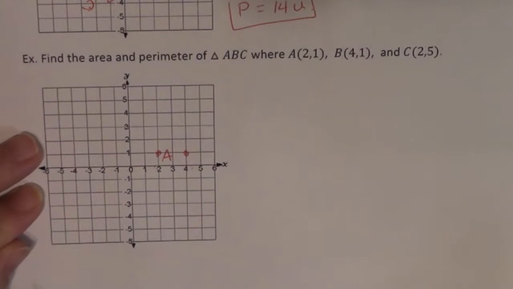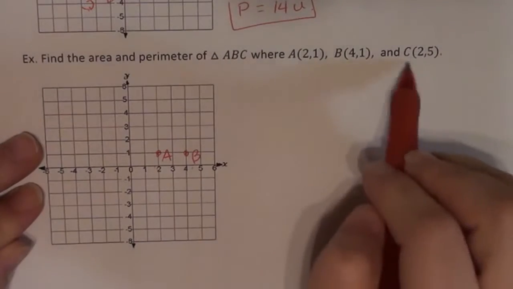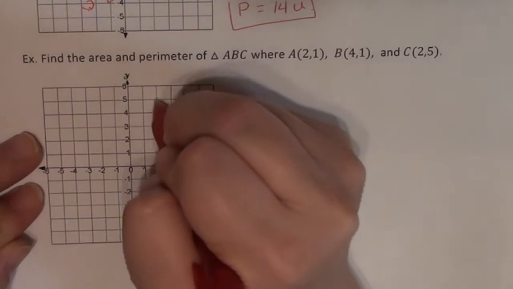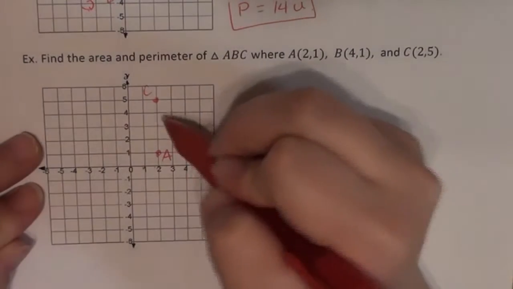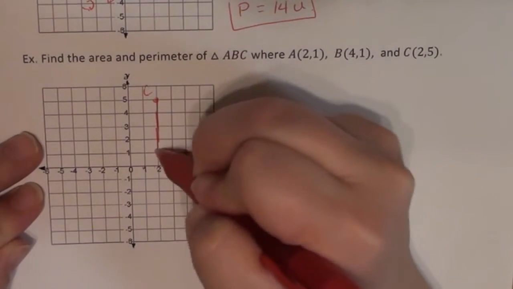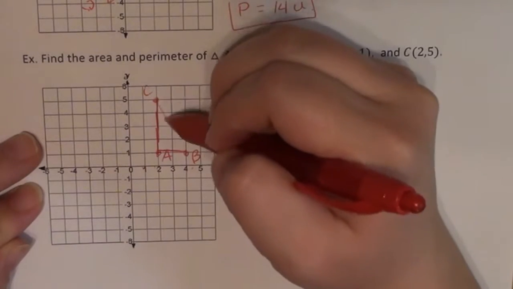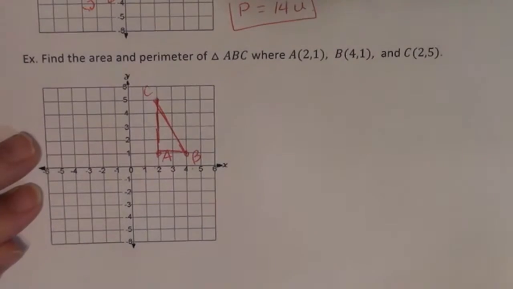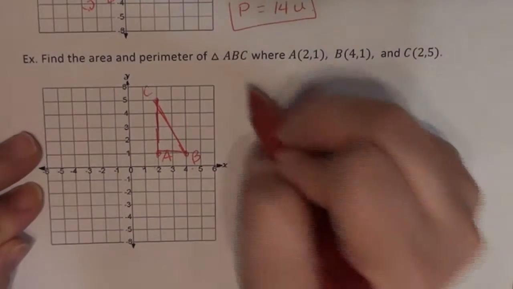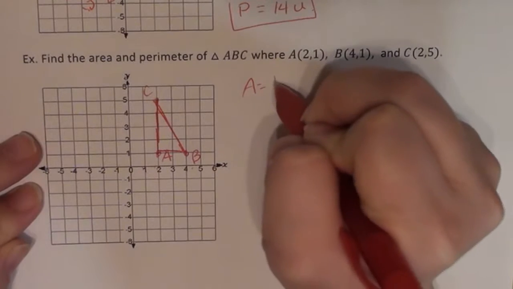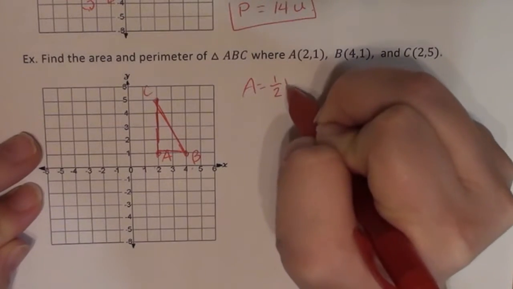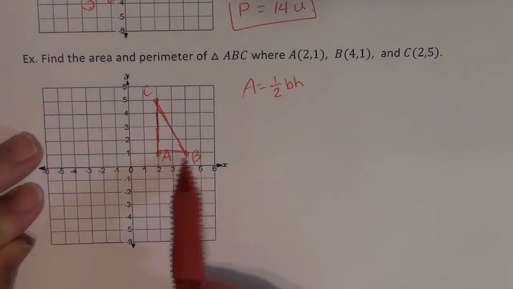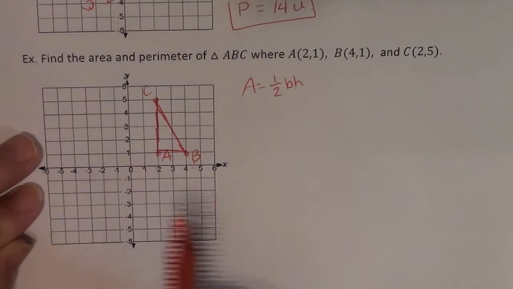C is the point (2, 5). Sorry, there's B. C is the point (2, 5). That means right 2, up 5. And we get a triangle. Looks something kind of like this. Now for a triangle, we have two formulas. The first one, the area formula. 1/2 base times height. The base is the bottom. The height goes straight up and down.